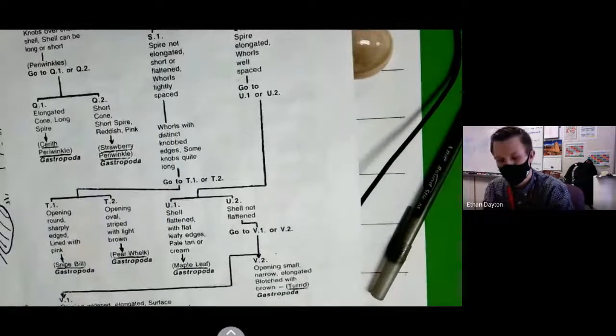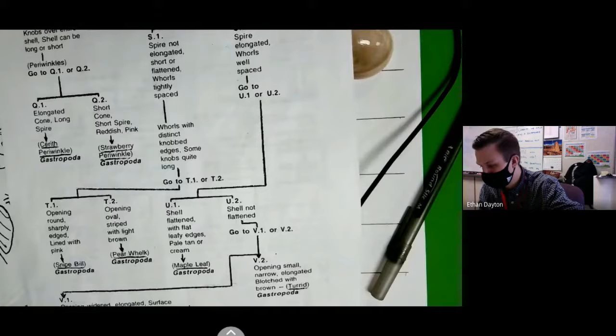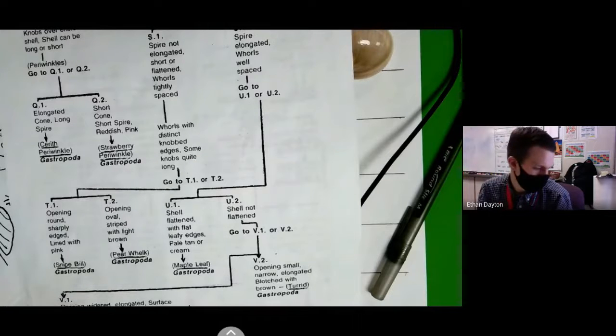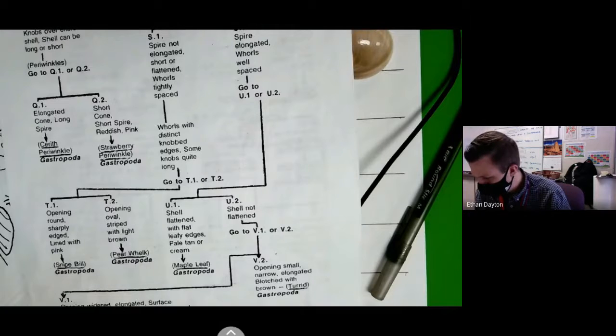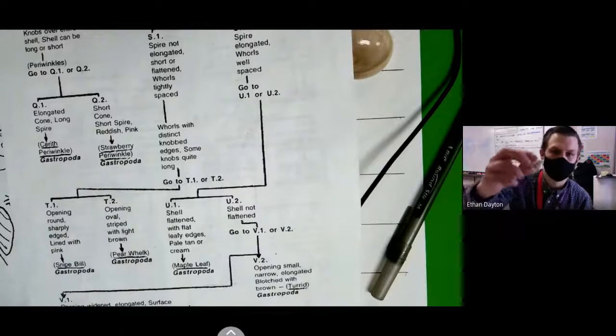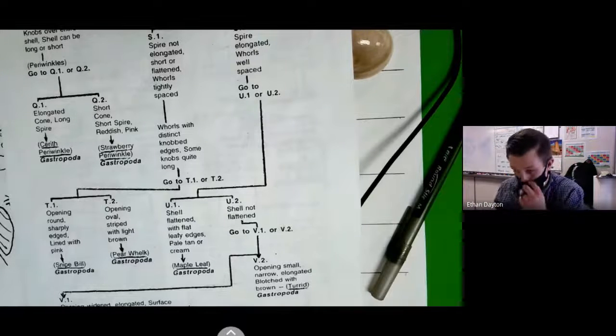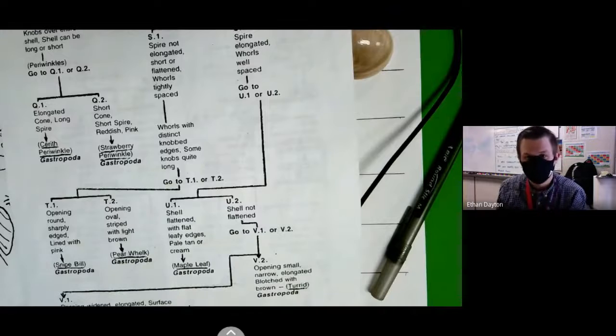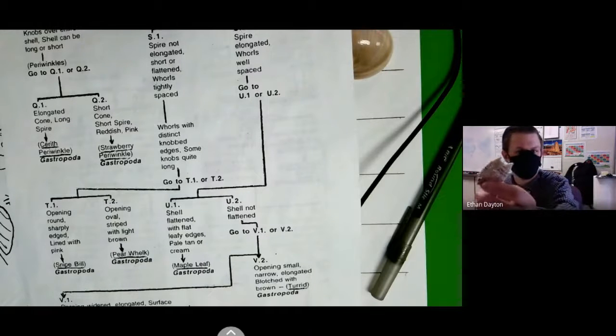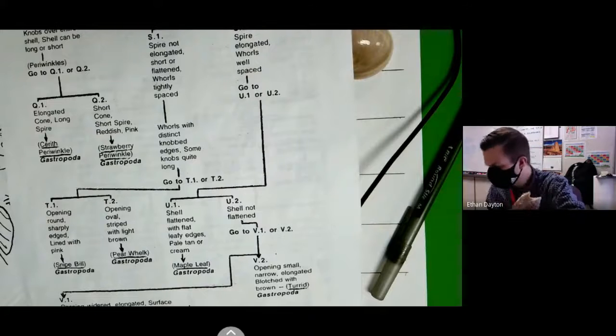Is the spire not elongated? The whorl is tightly spaced, or are the whorls well spaced? What do you think? What do you think, Ava? S1. Do you think S1? Okay, I am unsure of this one.